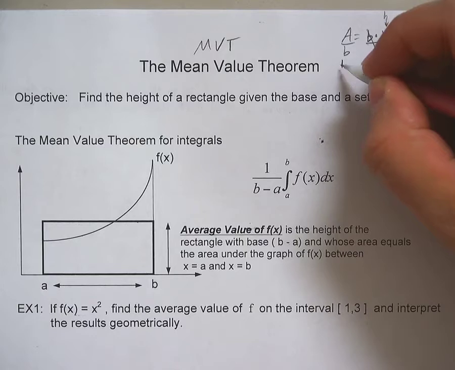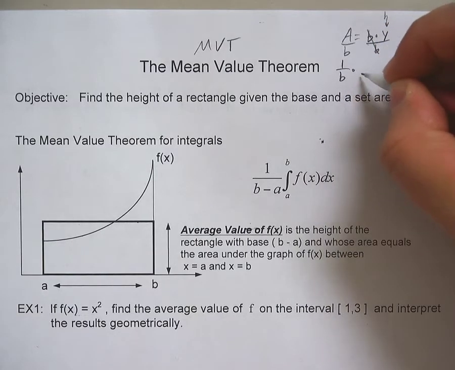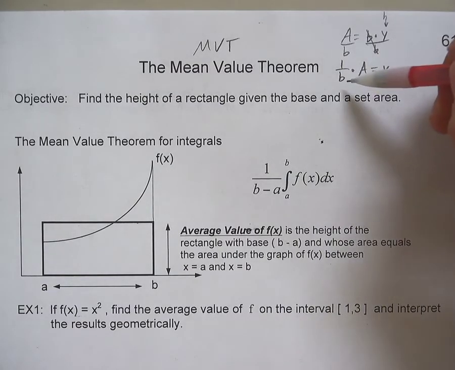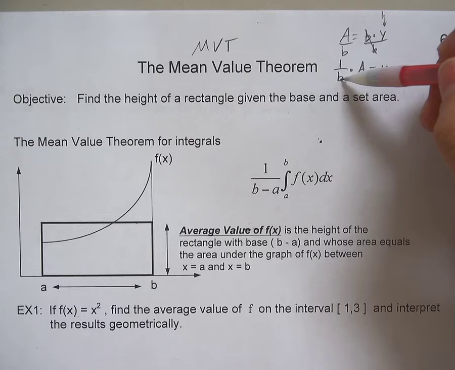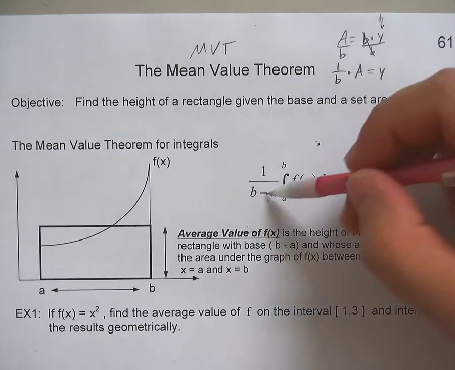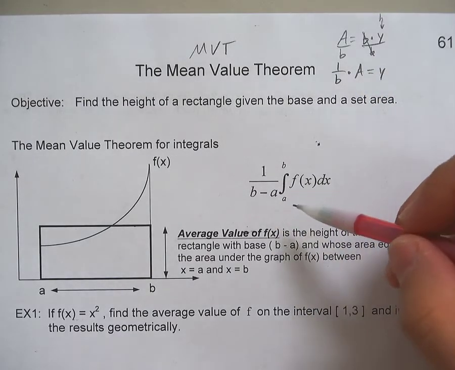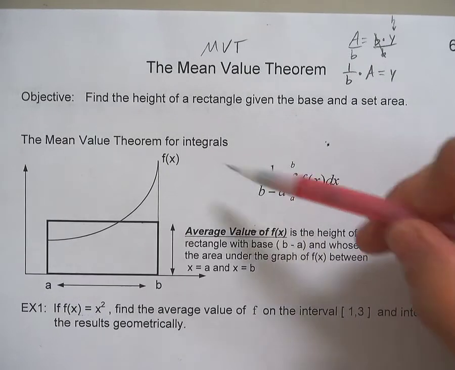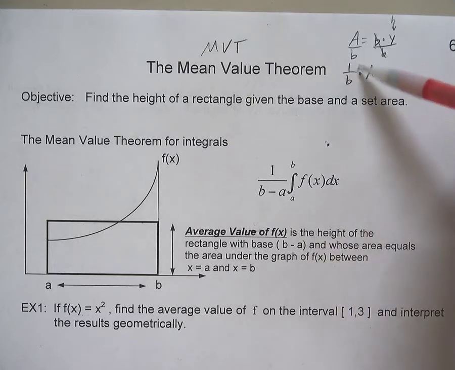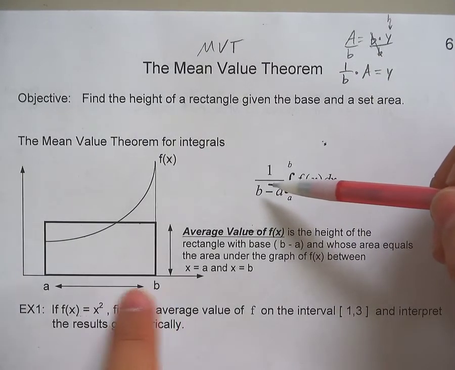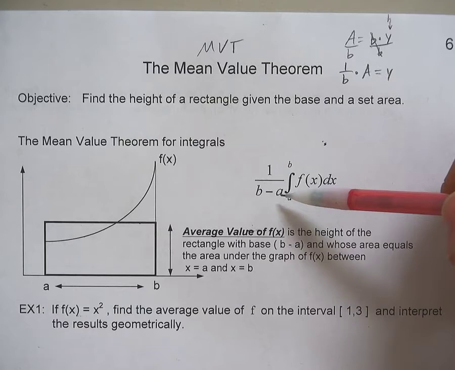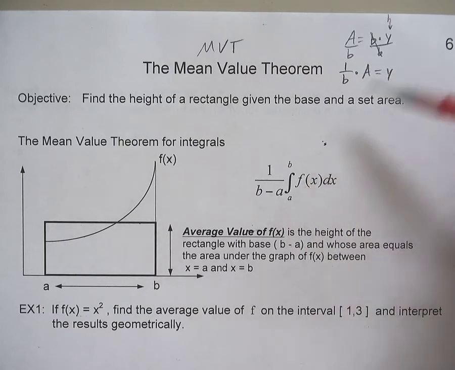We're going to take 1 over our base, like dividing by our base, and multiply it by the area to come up with the average y values. So it's 1 over our base, this is how wide our rectangle is, times area, which we know is our integral. And that's what this formula right here says. The mean value theorem, the objective is to find the height of a rectangle given the base and area. So this is how we're going to do it. 1 divided by the base, and the base in this rectangle is b minus a. So 1 divided by the base times the area. And that should give us our y's, right?